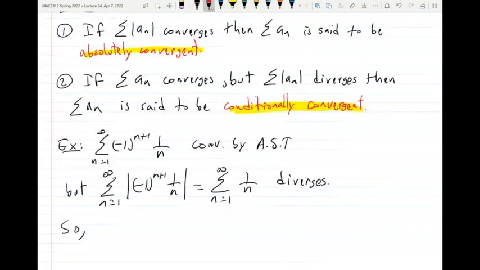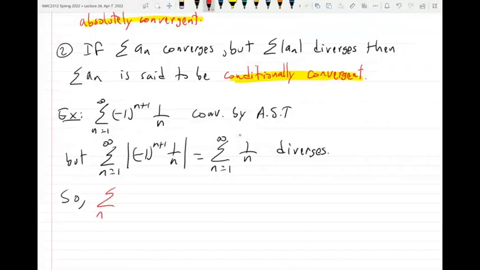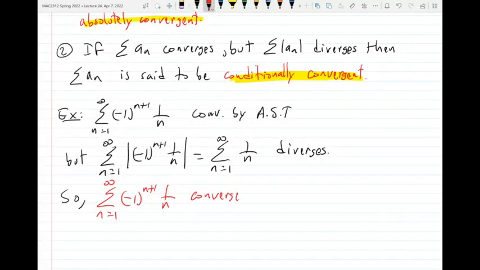So this guy converges conditionally. Do you understand this? So when they ask you what type of convergence it is, this is the type of stuff that you need to do. If you know that it already converges, then the question is, is it absolute or is it conditional? Well, you have to look at the absolute values and see what happens. If the absolute value converges, then you say the convergence is absolute. If the absolute value diverges, then the convergence is conditional.